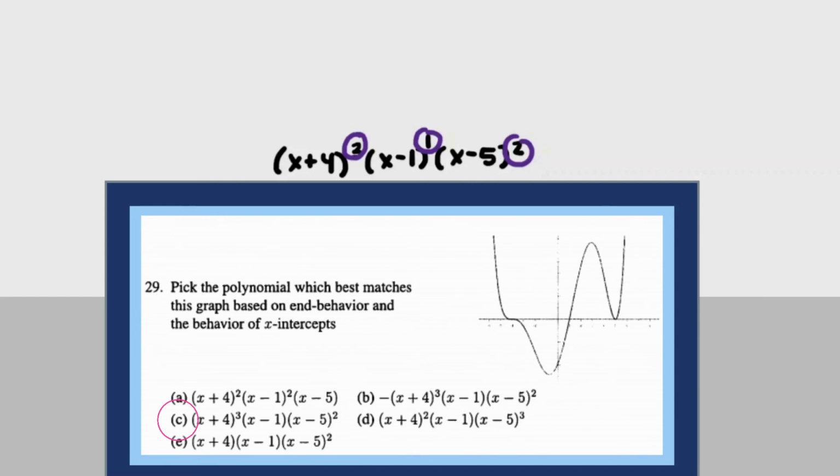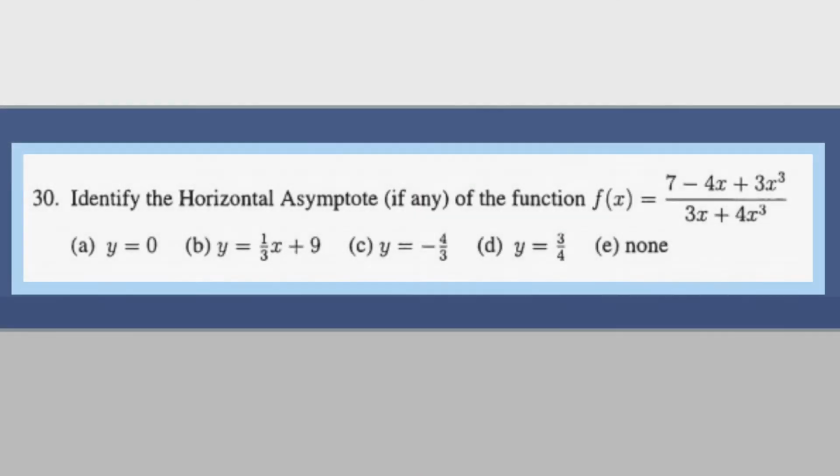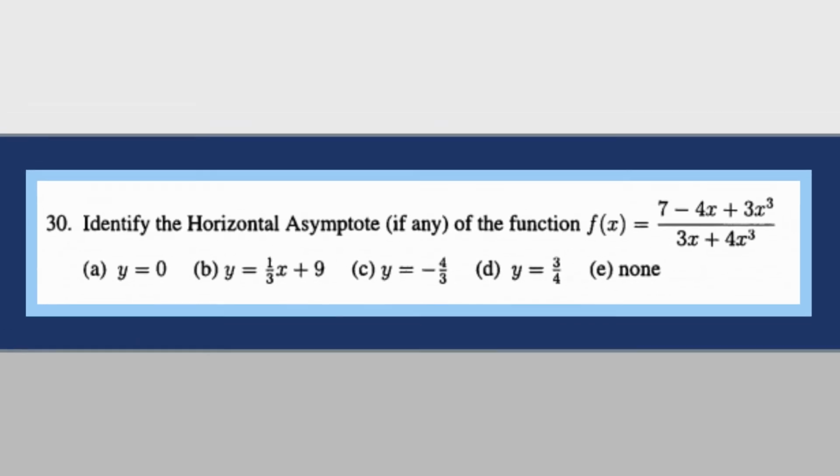So now we're going to move on to number 30, which is the last question that we're going to go over in part 3. Alright, so for number 30, it says identify the horizontal asymptotes, if any, of the function f of x equals 7 minus 4x plus 3x cubed all over 3x plus 4x cubed. So I'm going to write down f of x real quick.